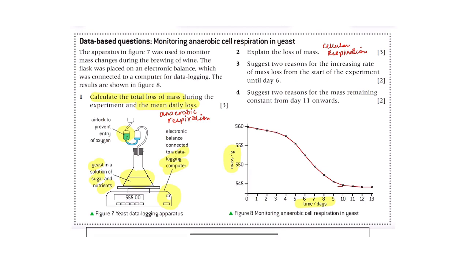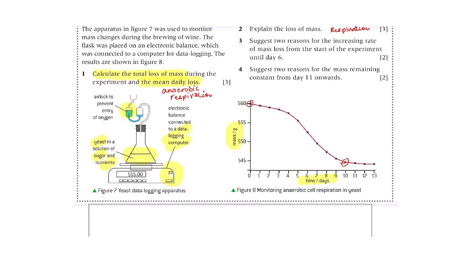The total loss of mass: you can see they're starting from 560 and the mass after 10 days is 545. So total loss of mass, this is the first question. You can write down 560 minus 544 grams. So it's 16 grams.